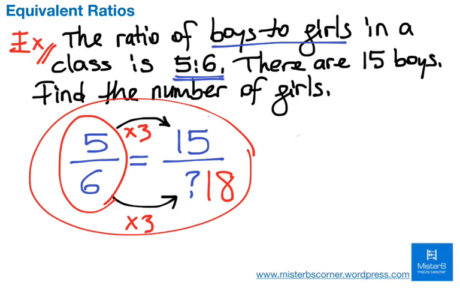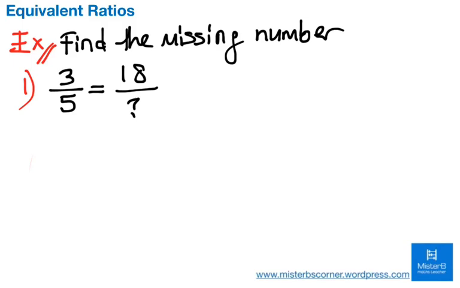Another example. Find the missing number. So here it's 3 over 5 equals 18 over a number. We have to find that. This is the missing number. So basically it's going to be 3 times 6, which gives me 18. So it must be 5 times 6, which would be 30. So that's how it works.